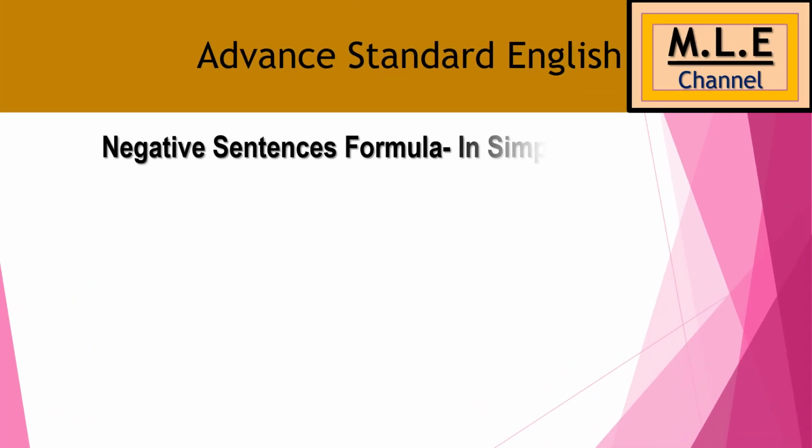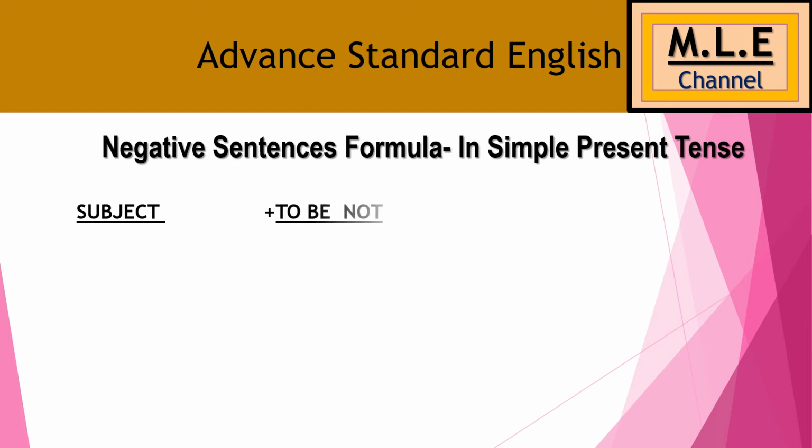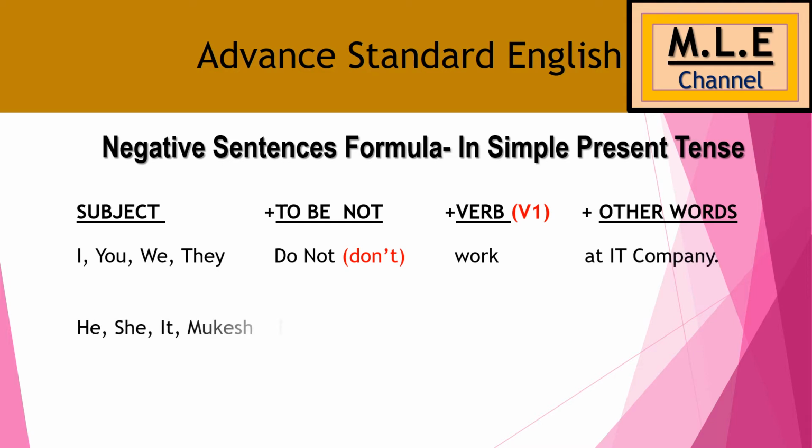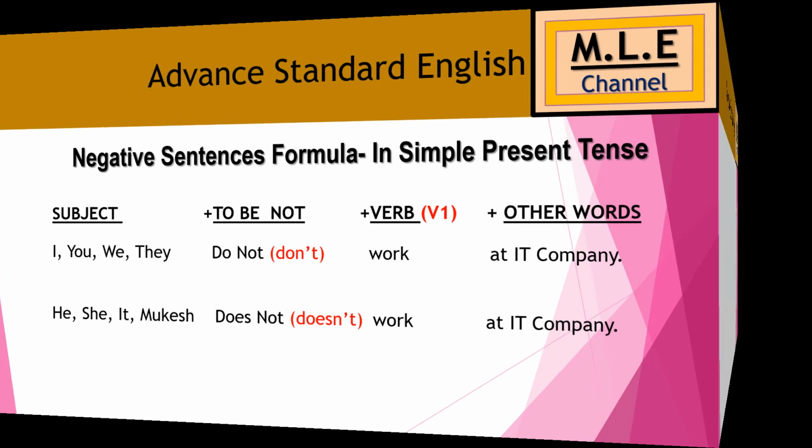Negative sentences formula in simple present tense. Subject plus do not plus verb first form plus other words. I, you, we, they, do not, short form don't, verb work first form, at IT company. He, she, it, Mukesh, subject, does not, short form doesn't, work verb, at IT company.